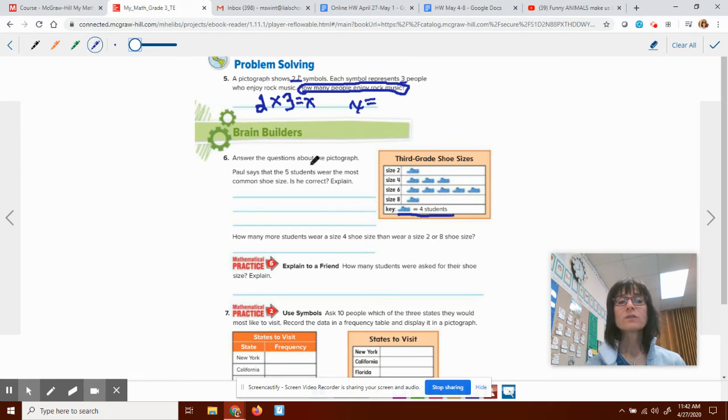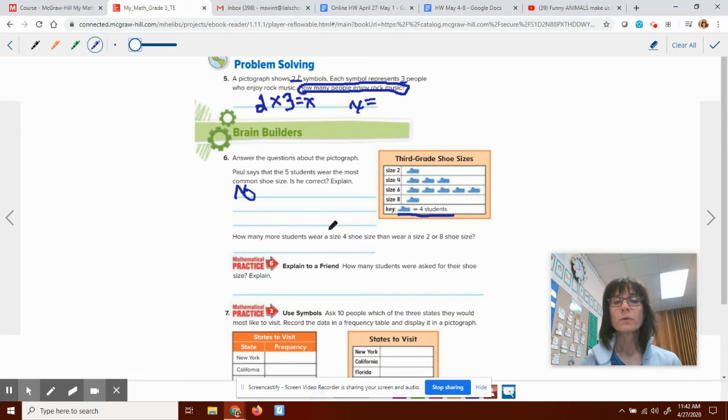Paul says that the 5 students wear the most common shoe size. Is he correct? Well, he's looking here and he sees 5 shoes, and he's saying that that's the most common that 5 students wear. He's incorrect. There is no size 5, so he is not correct. No, it's not 5 students. It's actually 1, 2, 3, 4, 5 times 4, 20 students, and it's size 6. So he got a little confused, and I know you won't get confused. You've got this down.